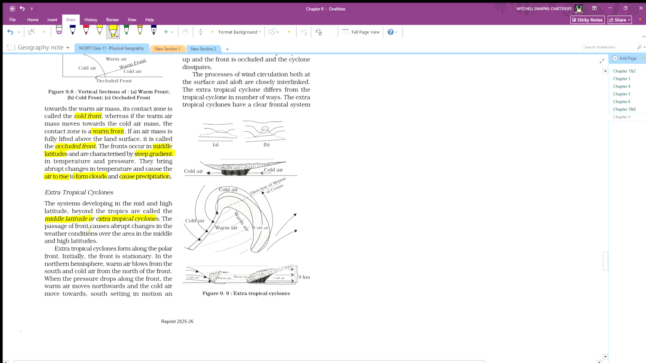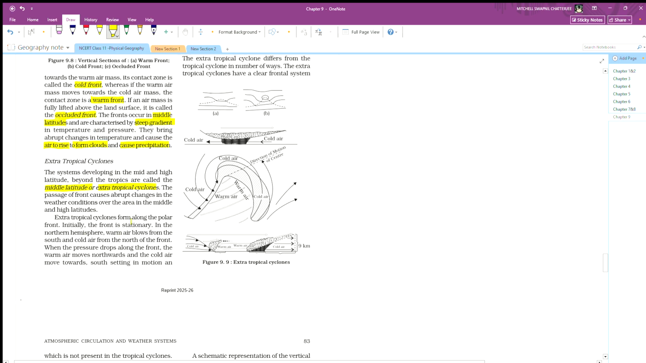The passage of the front, that is, the patches of the front, causes abrupt change in the weather condition over the area in the middle and high latitudes. Extratropical cyclone forms along the polar front.